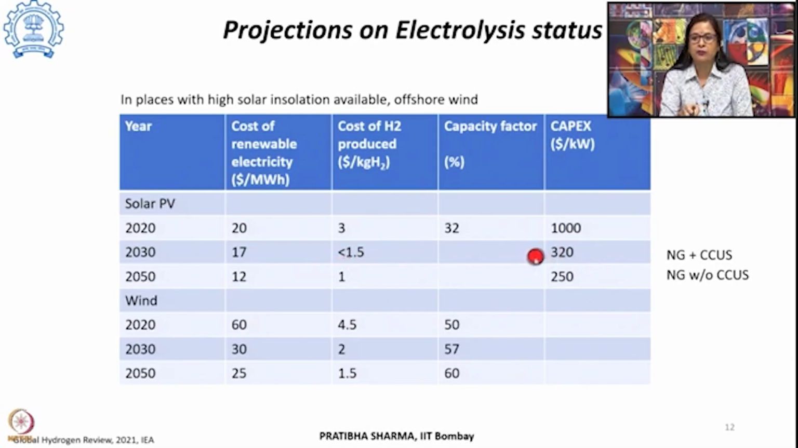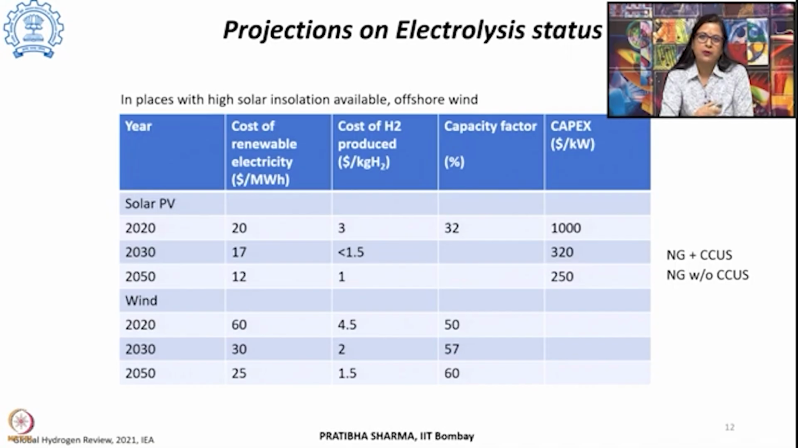Considering capex will also come down to $320 per kilowatt, it will then become equivalent to the hydrogen being produced from natural gas integrated with CCUS. A further price drop of the renewable electricity to $12 per megawatt hour will bring down the cost of hydrogen to $1 per kg, and then it will become equivalent to natural gas based hydrogen production without CCUS.